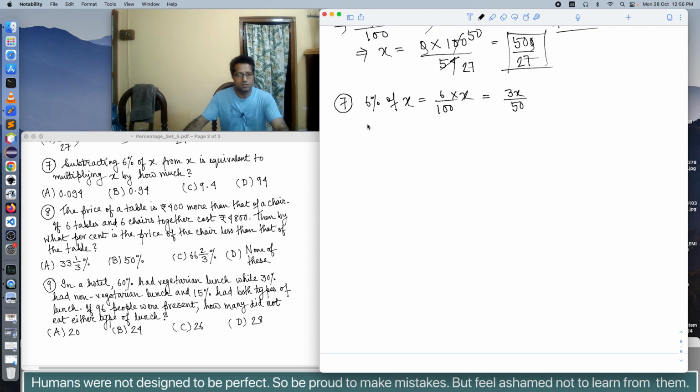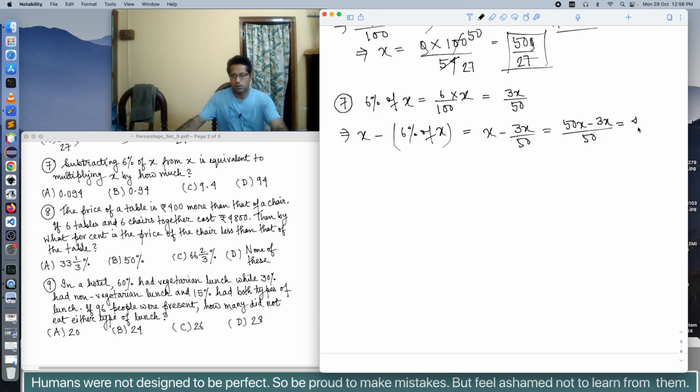So subtracting 6% of x from x, this implies x minus 6% of x is equal to x minus 3x by 50. This is equal to 50x minus 3x by 50, which is equal to 47x by 50.